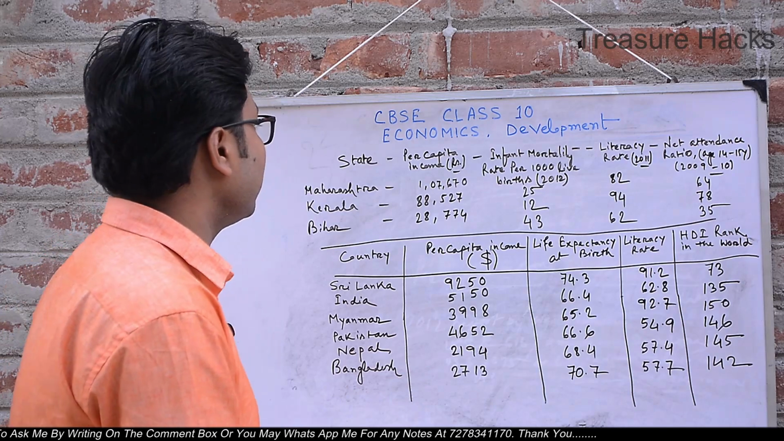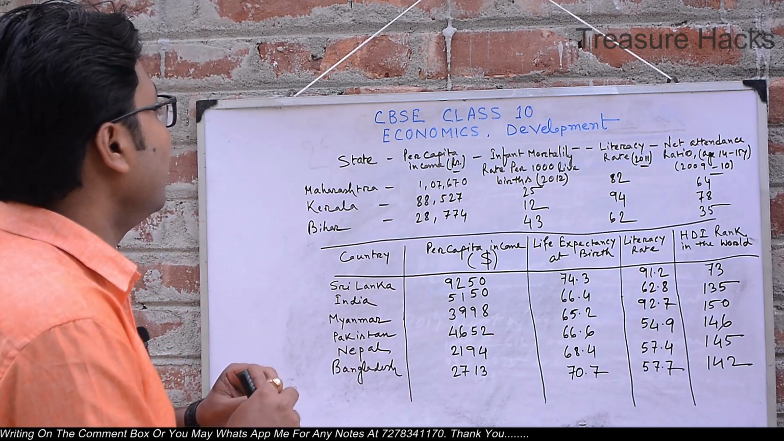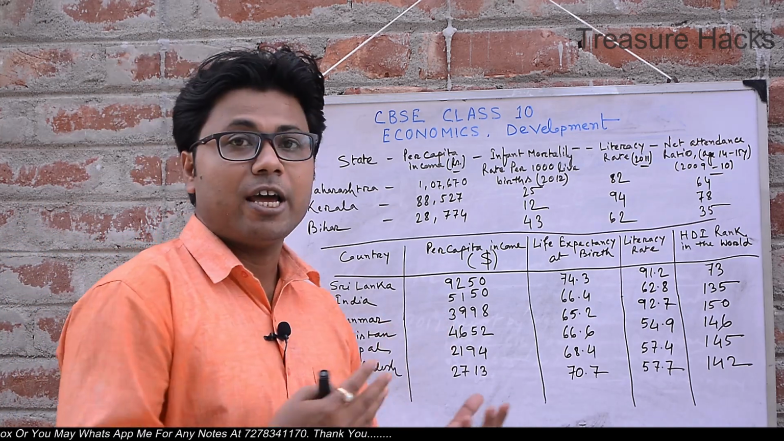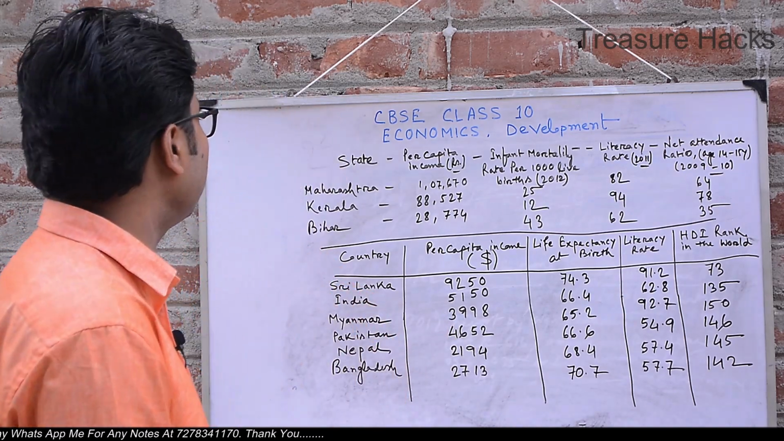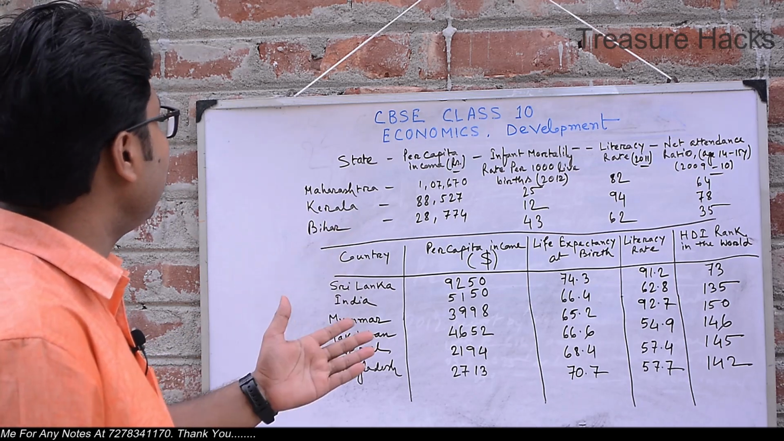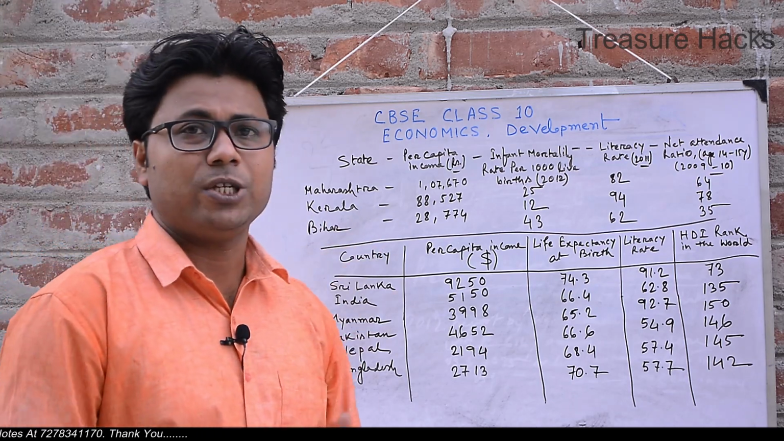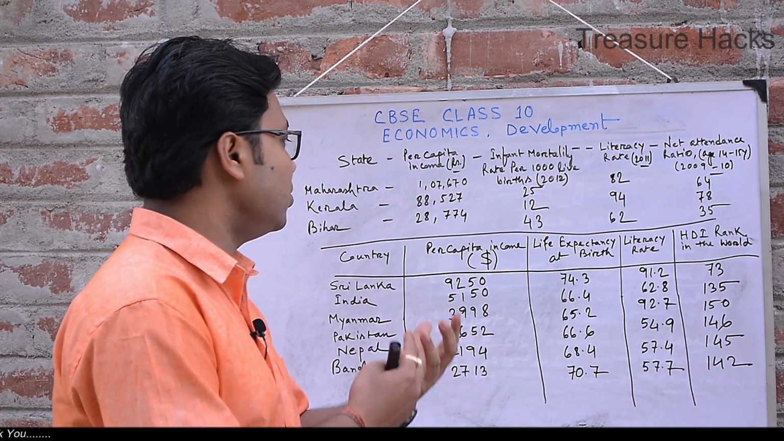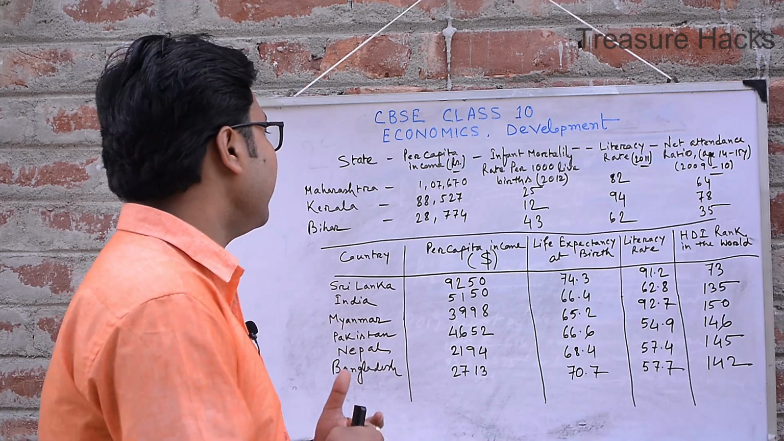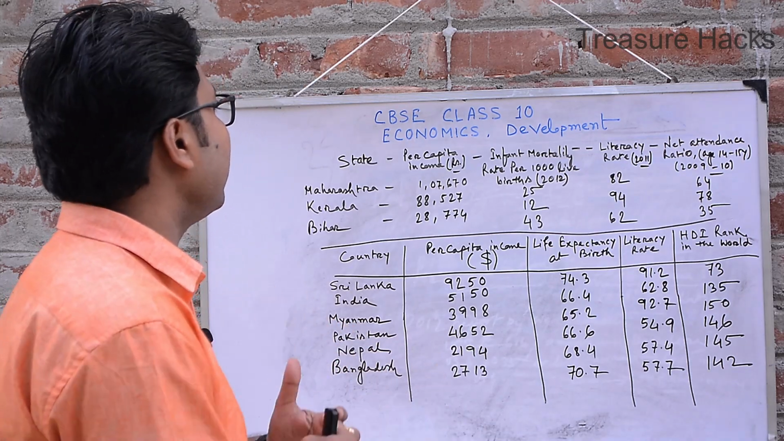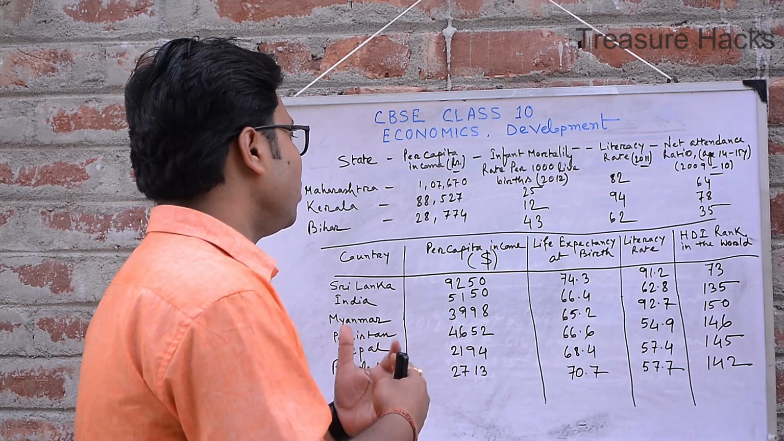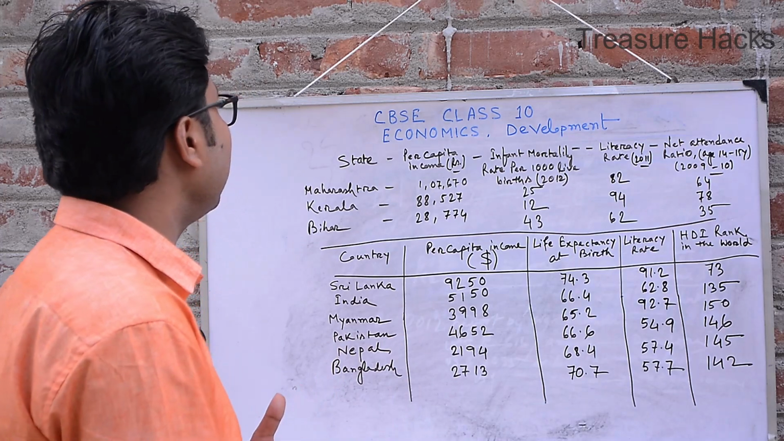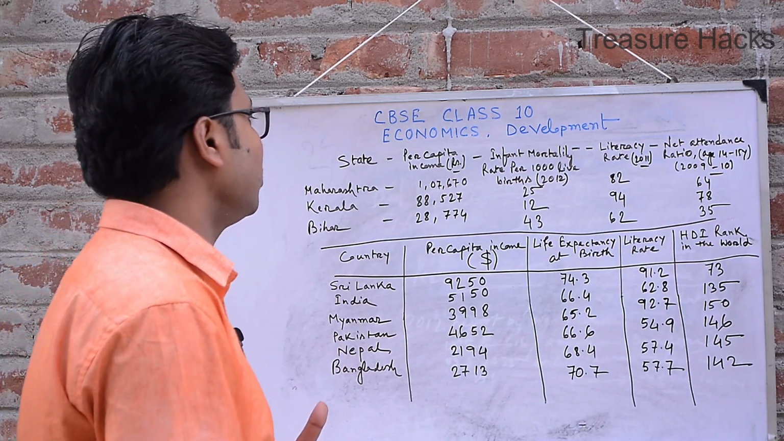And in the case of Maharashtra, it is 25. That means among 1,000 children, 25 children die before they reach the age of 1 in Maharashtra, whereas in Kerala it is 12 and in Bihar it is 43. So this suggests that the health status in Bihar is very low, and in Kerala the health status is quite good, and that is why the health facilities are quite good, and that is why Kerala has a low infant mortality rate.